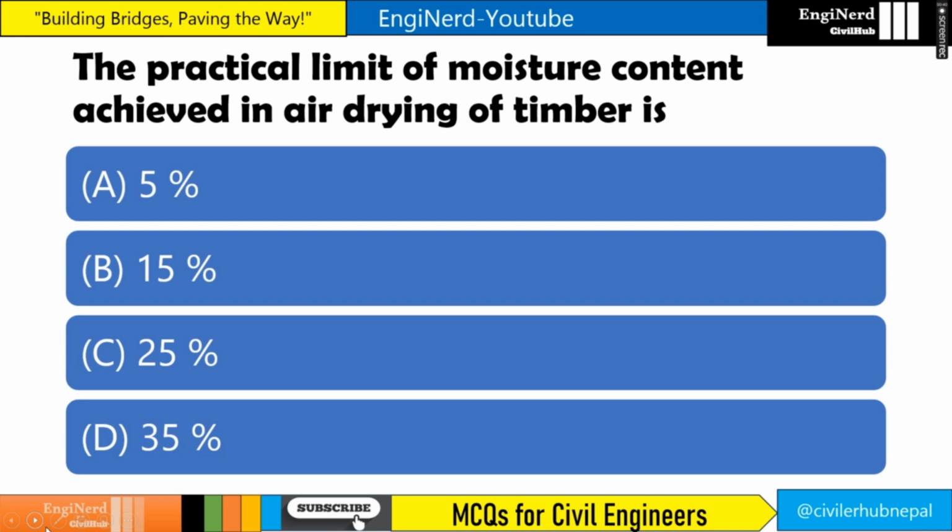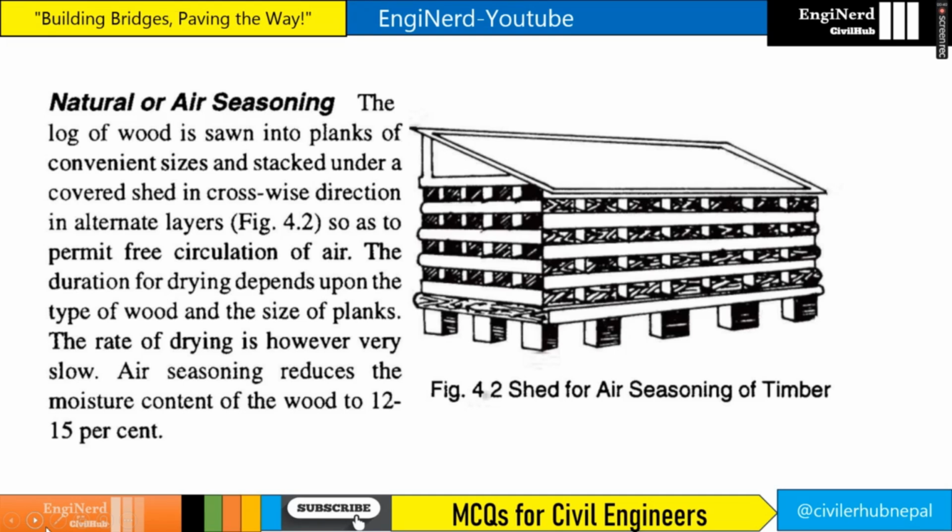The practical limit of moisture content achieved in air drying of timber is 5%, 15%, 25%, or 35%. If we see, air seasoning reduces the moisture content of the wood to 12 to 15%, right?